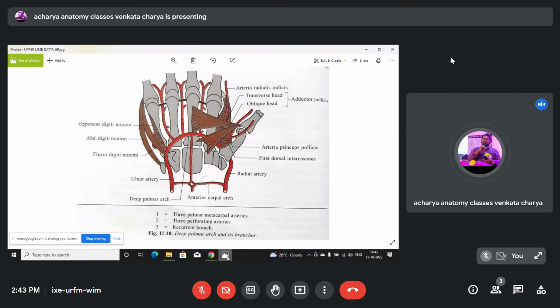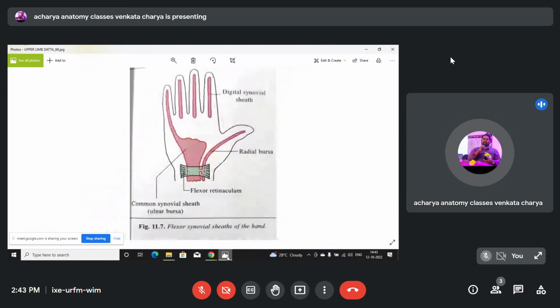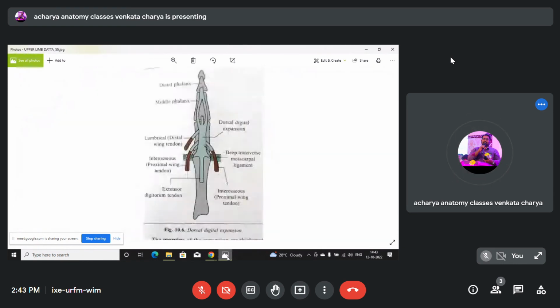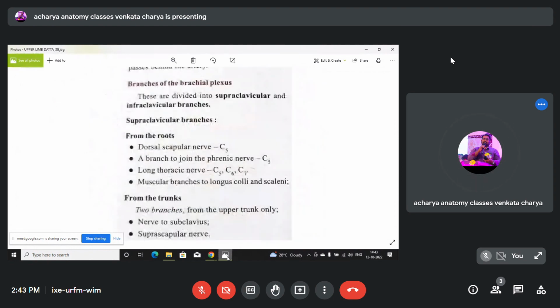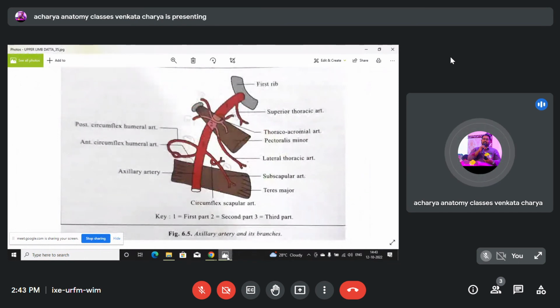Axillary artery. First one is the axillary artery. The axillary artery has a first part, second part, and third part. So first part gives one branch. What is the first part? See here.